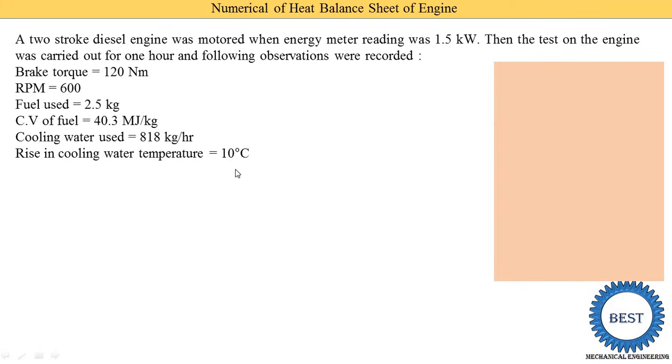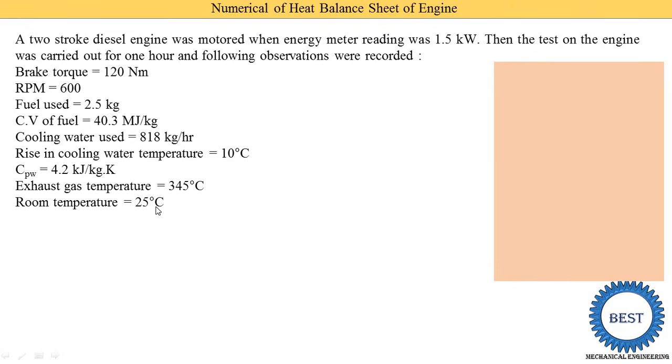Rise of cooling water temperature means, suppose the input temperature is 70, then the output is 80 degrees, so the difference is directly given. Specific heat of water is 4.2 kilojoule per kg Kelvin. Exhaust gas temperature is 345 degrees centigrade. Room temperature is 25 degrees centigrade, meaning the atmospheric temperature. Air fuel ratio is 32:1, meaning if 1 kg fuel is used, then 32 kg of air is used. Specific heat of the gas, CPG, is equal to 1.05 kilojoule per kg Kelvin.